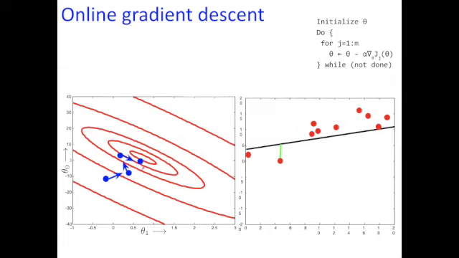So it's not always monotonically decreasing in the loss function; instead, in some steps you might increase your loss function. But overall, it's trending toward the optimal solution. That's called online gradient descent.